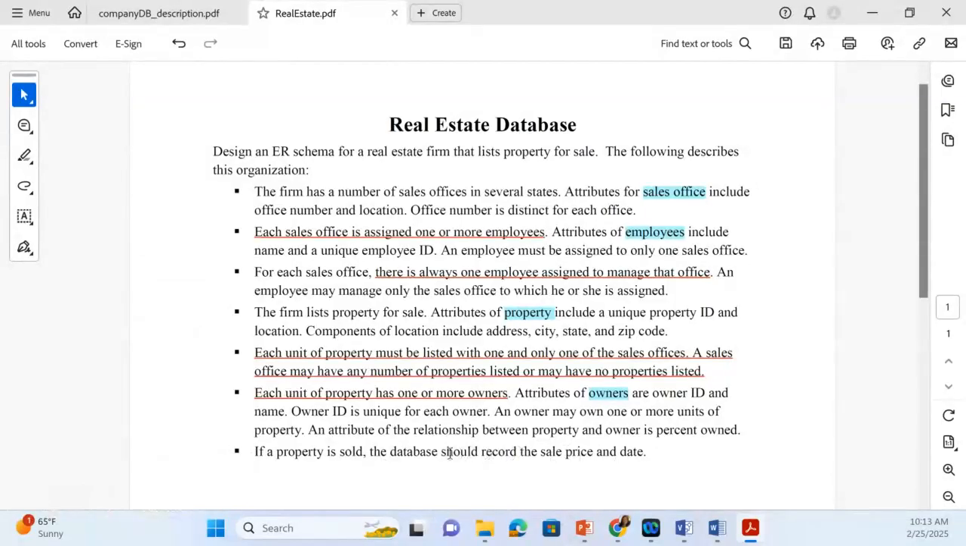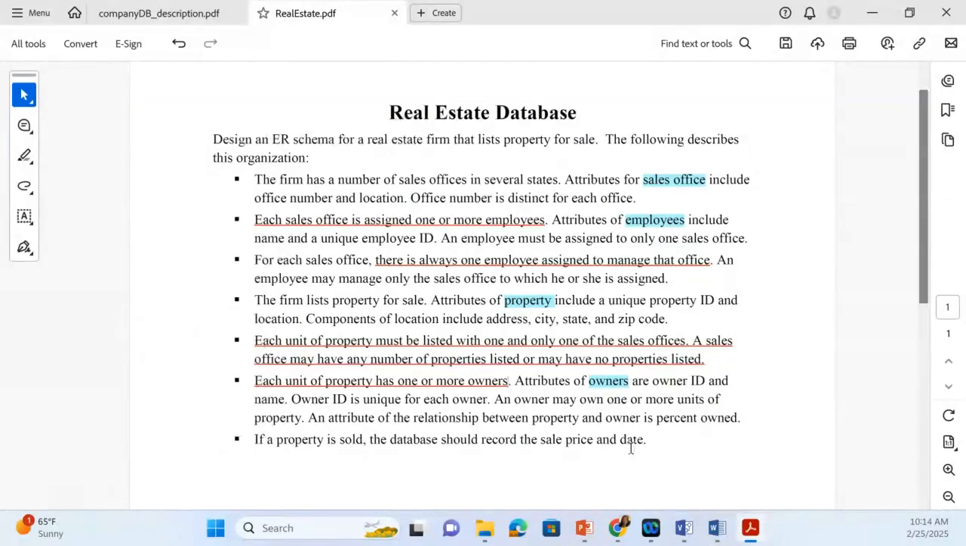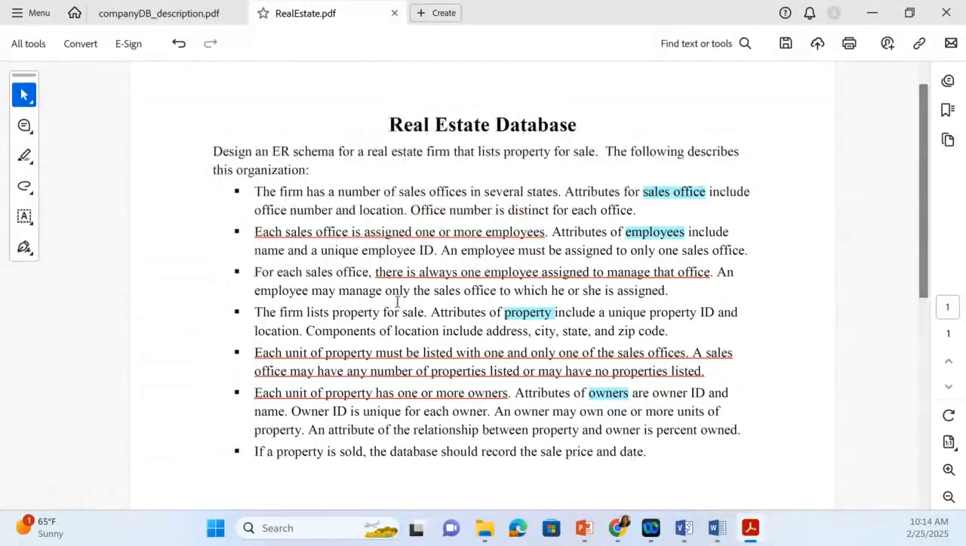If a property is sold, the database should record the sales price and the date. So I think this means that we also need to record the sales transaction between the property and the owner, right? And then we need to record the sale price and the date. Okay, so based on the data description, I think we have identified at least 4 entity tabs.